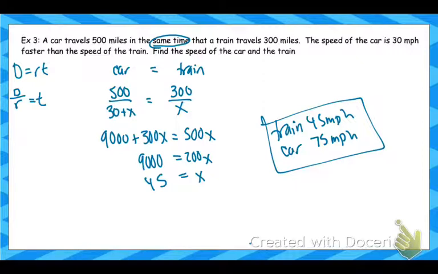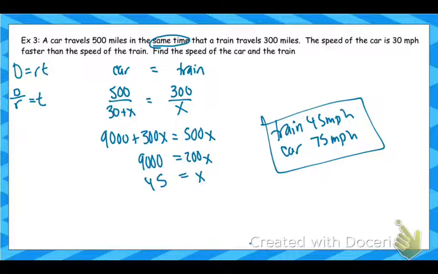Okay, so a little bit of a different setup just because of the information that you knew versus the information you were trying to find, but very similar in the fact that we're taking that distance equals rate times time equation, and we're trying to convert it basically into a fraction and solving that rational equation.